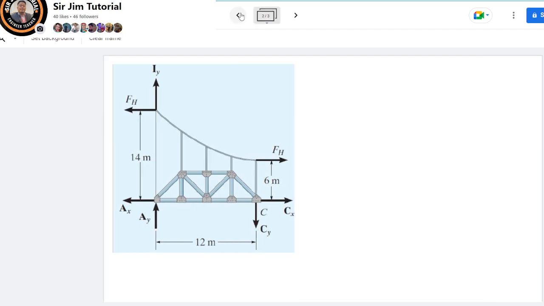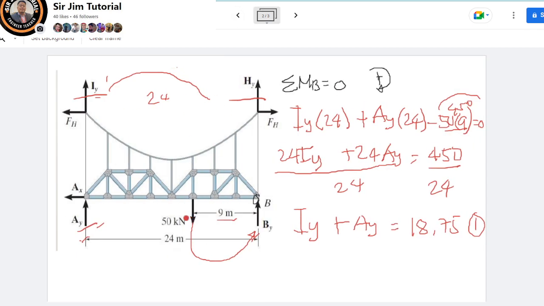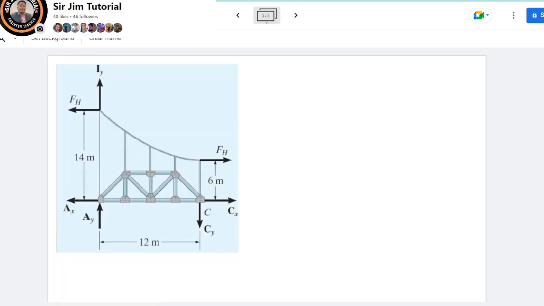Then next, if we cut this section at this point and consider the left side, we can have this diagram. From here, we take moment again at C. Our purpose is to have the same unknowns AY and IY, so that we can eliminate AY and IY and compute for FH. So summation of moment at C.